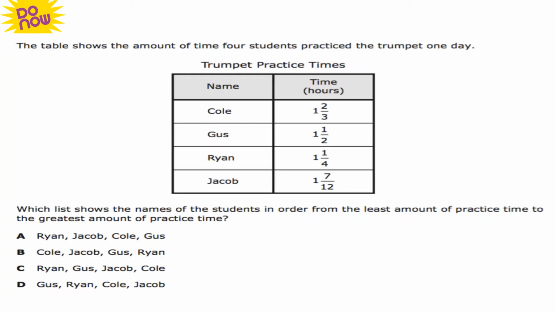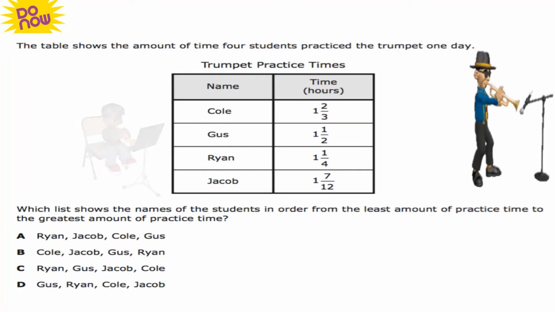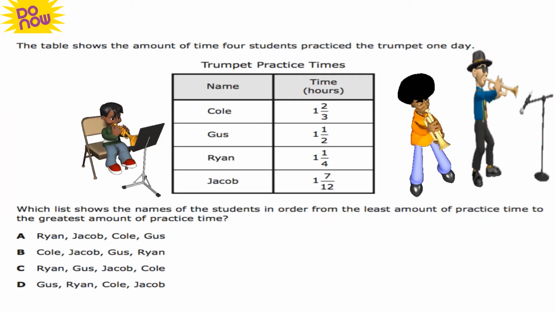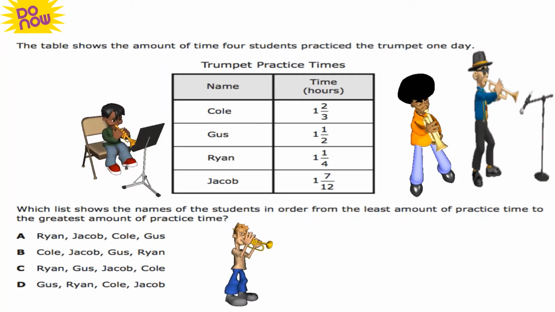The table shows the amount of time 4 students practiced the trumpet one day. The trumpet practice times were: Cole practiced 1 2/3 of an hour, Gus practiced 1 1/2 hours, Ryan practiced 1 1/4 of an hour, and Jacob practiced 1 7/12 of an hour. Which list shows the names of students in order from least amount of practice time to the greatest amount of practice time?